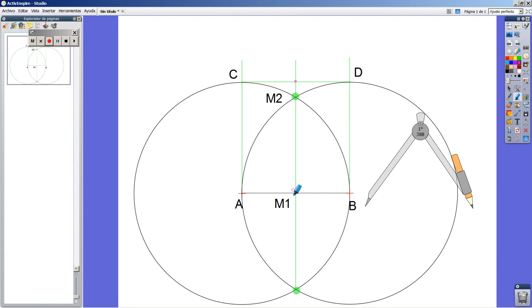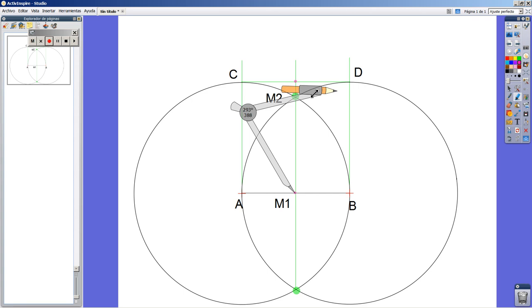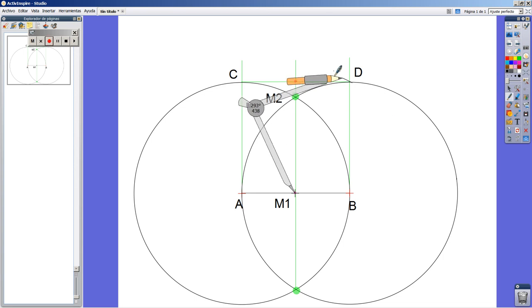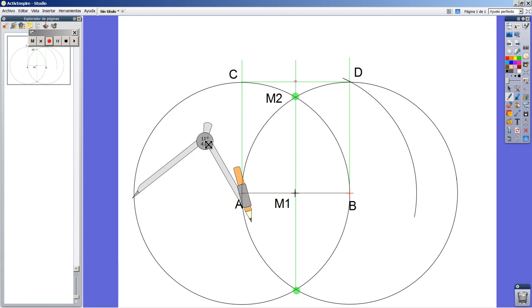One point and another point. Take the compass from this point, I mean place the lead of the compass on point M1 and open it until point D. Yes, and draw an arch from this part. Yes, this is the point.